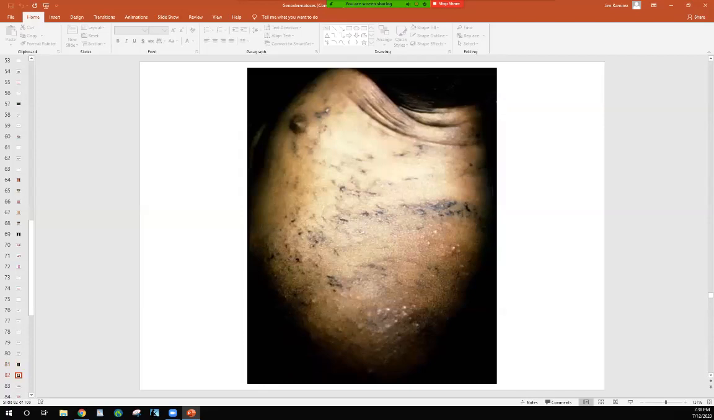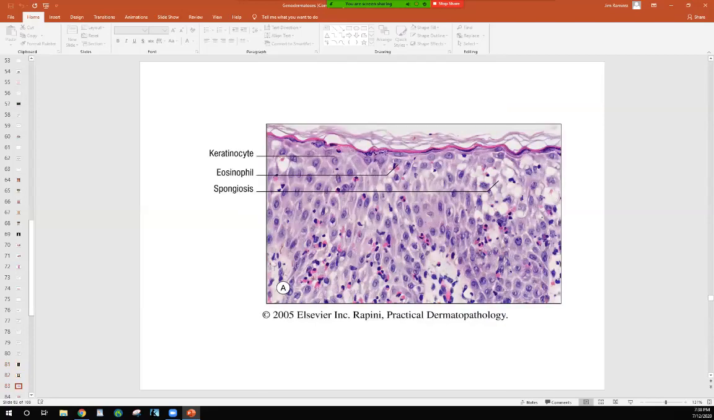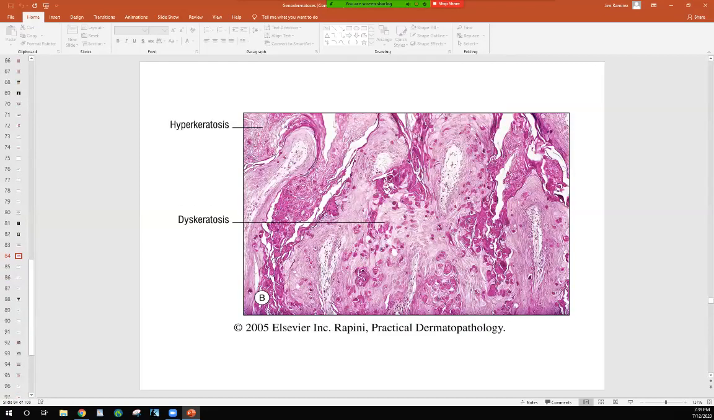Again, a linear or Blaschkoid kind of distribution to this, maybe some hyperpigmentation. And this progresses through stages. So the first one is this eosinophilic spongiosis with a lot of exocytosis of eosinophils. Really, it almost looks like you can think of a contact reaction or arthropod bite. It's very hypersensitivity looking. And it progresses more to this papillary thickened hyperkeratotic process.